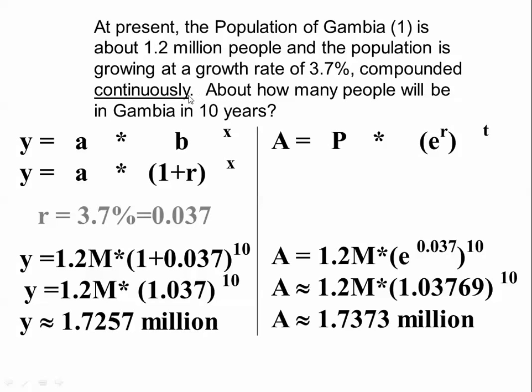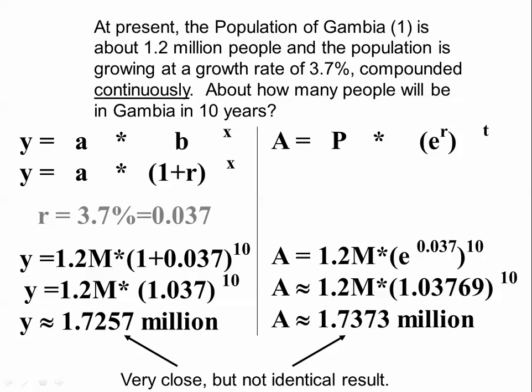When a problem talks about continuous compounding, you use this model. Otherwise, use the left model. These are very close but not identical results.